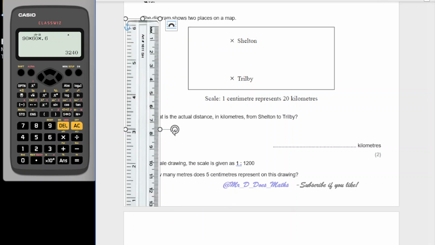So using this scale, 1 centimetre represents 20 kilometres. So I've got a measurement of 2.8. So 2.8 is going to be equal to 2.8 times by 20. So 2.8 times by 20 gives me 56 kilometres.